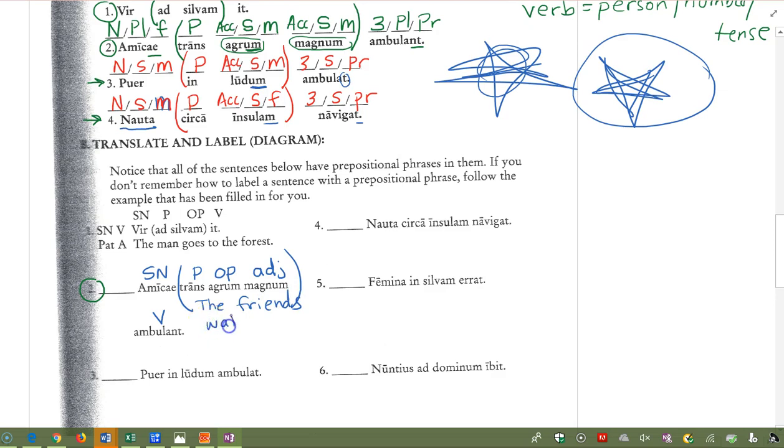And if you can remember what it means: the friends walk across the field. Oh no, the large field, the great field. F-I before E, except after C. There we go.